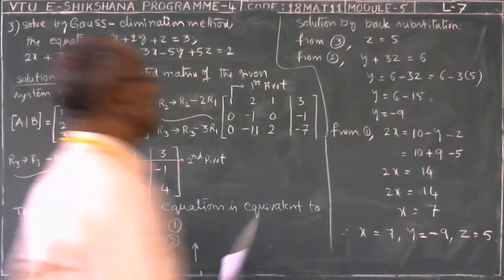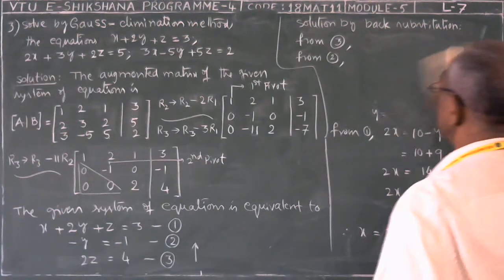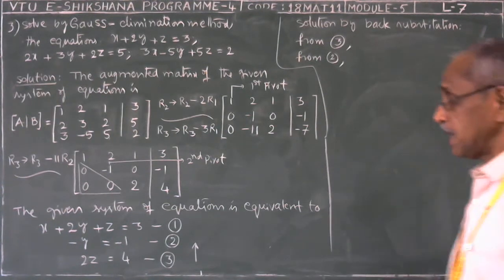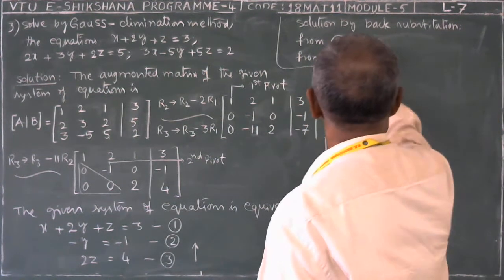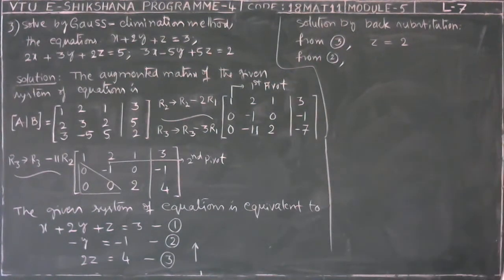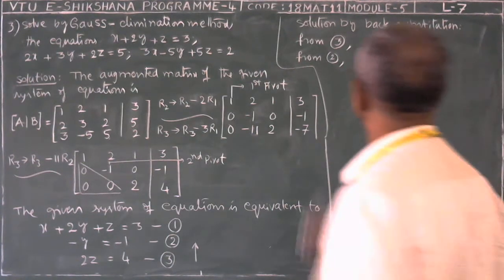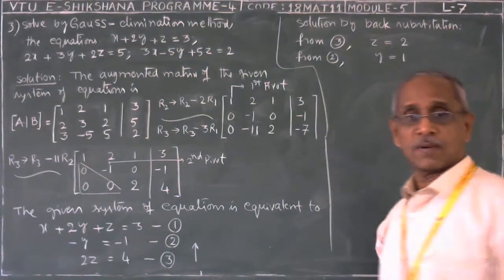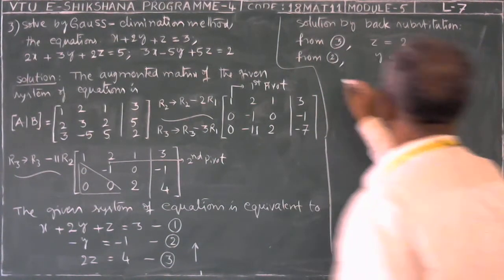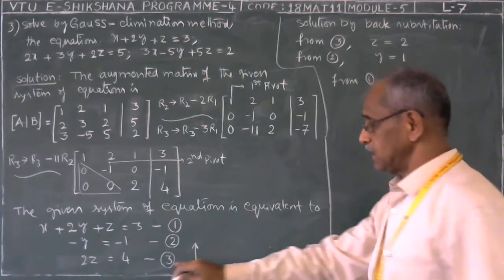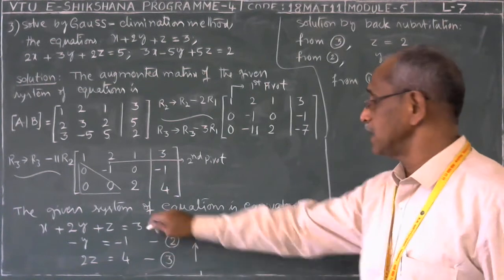The solution by the back substitution method. Now, from 3, z is equal to 2. From 2, y is equal to 1. From 1, substitute both z and y in 1.